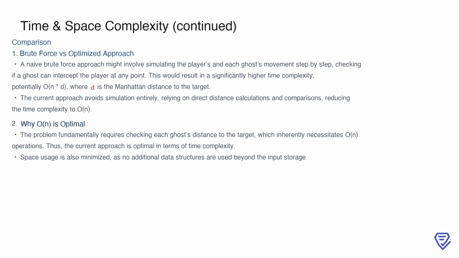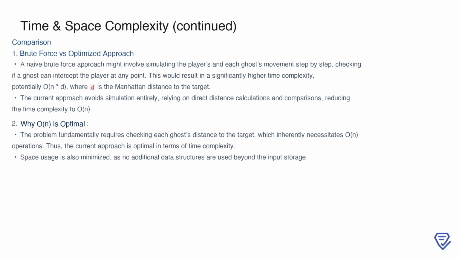To better understand the efficiency of this approach, let's compare it with a potential brute force solution. A naive method could involve simulating the movement of the player and each ghost step by step, checking whether any ghost intercepts the player along the way. This would result in a much higher time complexity, potentially O(n*d), where d is the Manhattan distance to the target. In contrast, the current solution eliminates the need for simulation entirely. By relying on direct distance calculations and comparisons, we reduce the time complexity to O(n). This improvement is significant, as the direct approach focuses only on the necessary computations.